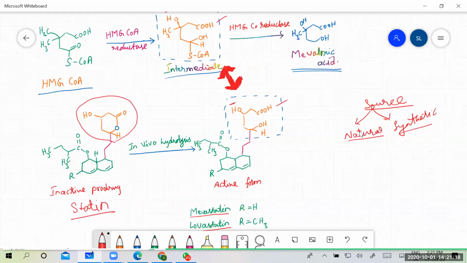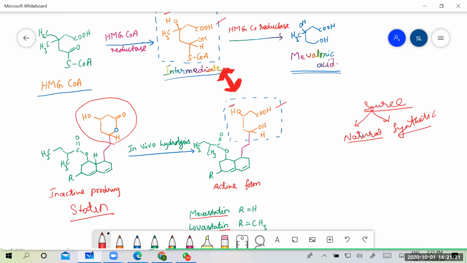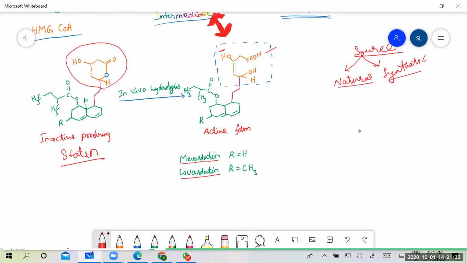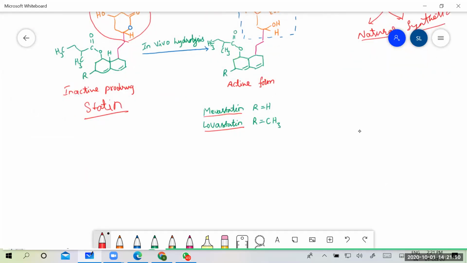Because of the structural resemblance of the opened or hydrolyzed lactone with that of the intermediate of HMG-CoA, these statins will compete for the active site of the HMG-CoA reductase, and the statins have more affinity towards the HMG-CoA reductase enzyme when compared to HMG-CoA. This is how the enzyme responsible for synthesis of cholesterol is inhibited.